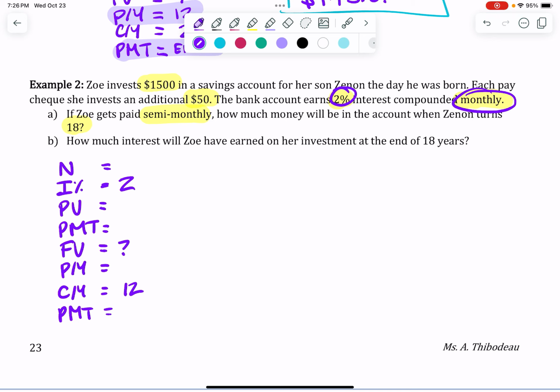Now here I'm looking at PV. PV is that one-time payment that's done at the beginning. And I'm told that Zoe's investing $1,500 in the account the day he was born. Okay, so that's negative $1,500 because it's going from her wallet into her account.